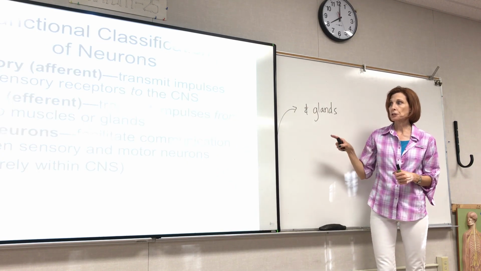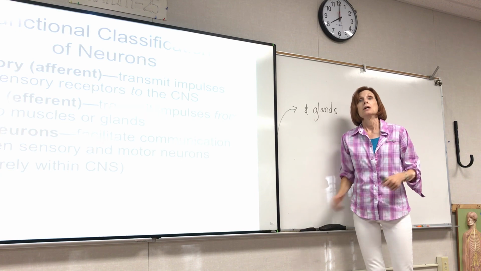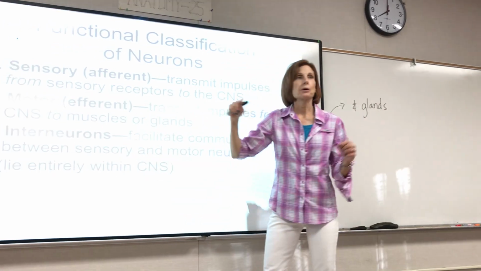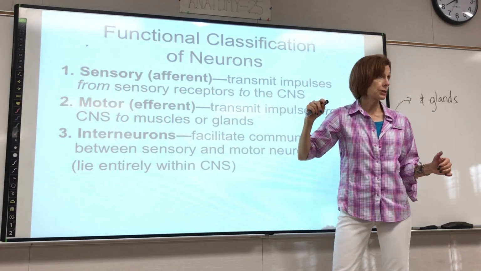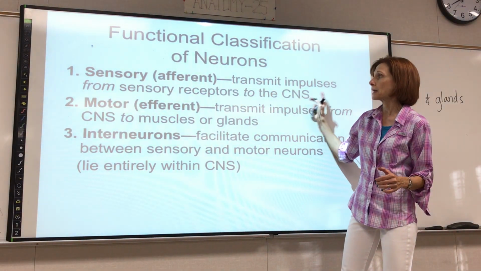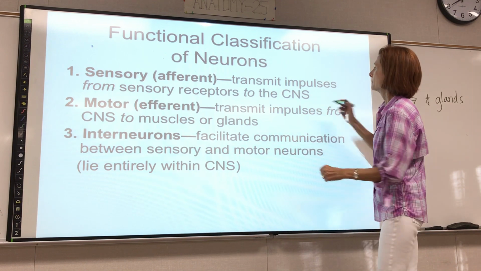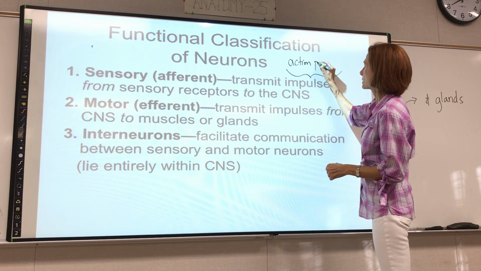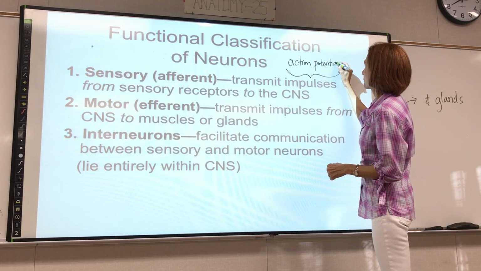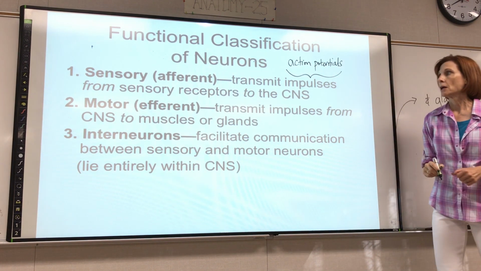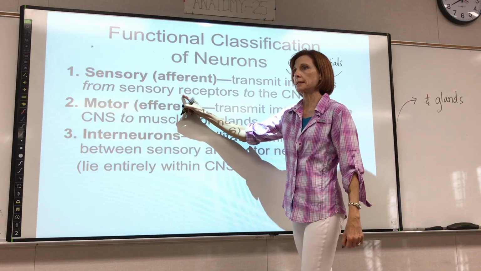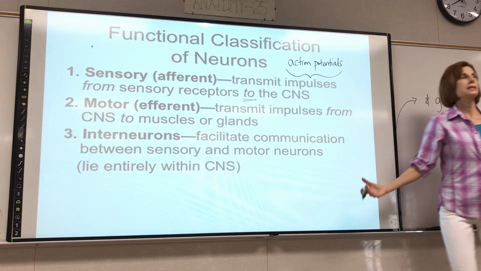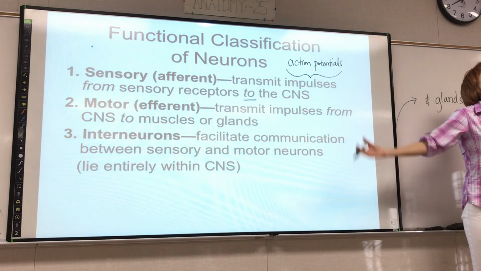Alrighty, so first of all, 3 types based on their function. Now we know we have sensory and motor. Remember that the definition of a sensory neuron is a neuron that carries impulses, and again, this is just another word for action potentials, okay? So don't let that word scare you, it's the same thing. From the sensory receptors to the CNS. So these would be incoming, right?